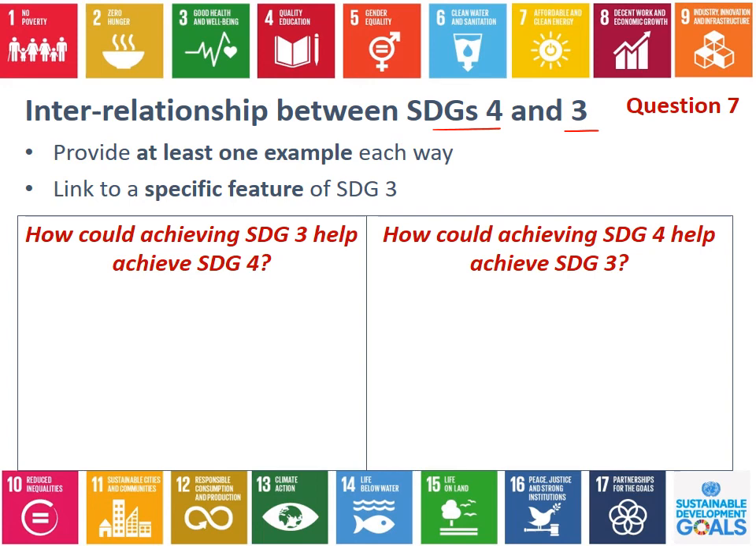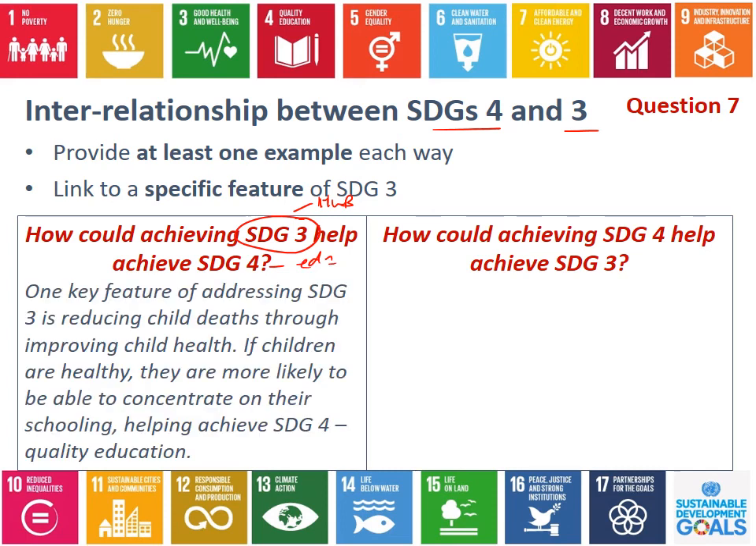So starting with how achieving good health and well-being can help us to achieve quality education, you could say something like one key feature of addressing SDG 3 is reducing child deaths through improving child health. If children are healthy, they are more likely to be able to concentrate on their schooling, which helps them to achieve SDG 4, quality education.